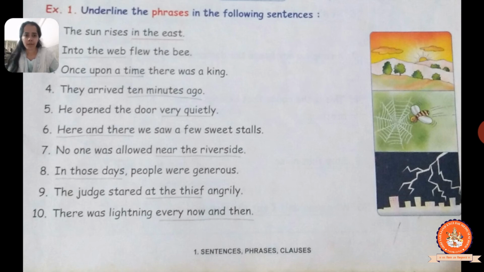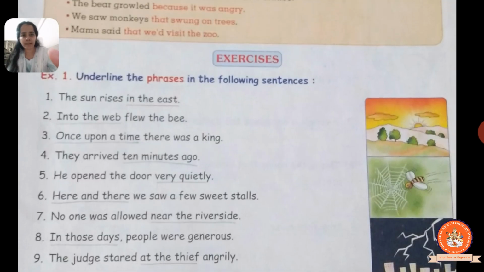And the last one, there was lightning every now and then. So every now and then is the phrase. You have to underline these in your grammar workbook. And as of now, we have completed our exercise 1 over here.